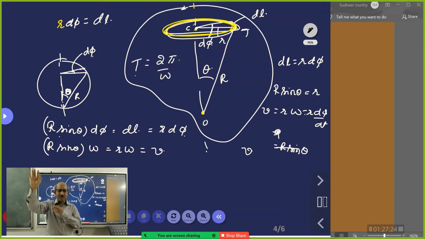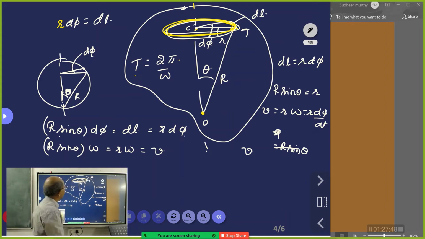Angular frequency means you are measuring something in terms of angular quantity. See, your eyeball is now going like this, seeing like this, and coming back, so your eyeball's theta is changing. Sir, angular frequency will be same, sir. But the angular velocity will not be same, sir. Sir, then that equation where you wrote, V is equal to R omega, sir.